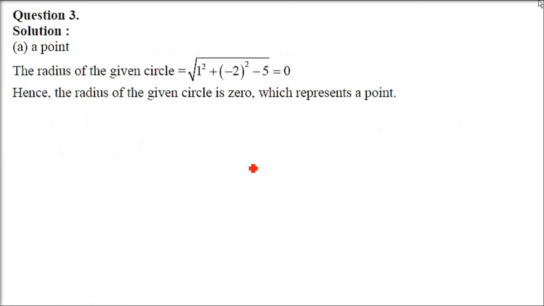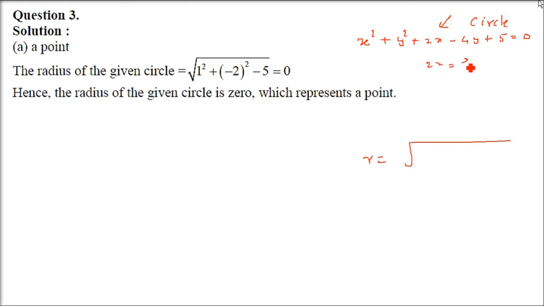Question number 3 is saying the equation x square plus y square plus 2x minus 4y plus 5 equals 0 represents. What does it represent? Now you have to see the options first. There is an option of a circle of non-zero radius. From this option, it's clear that it can be a circle, it can be a point. You'll directly write circle if you don't read the options.